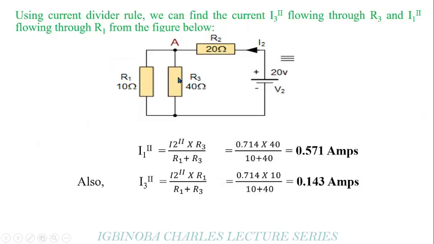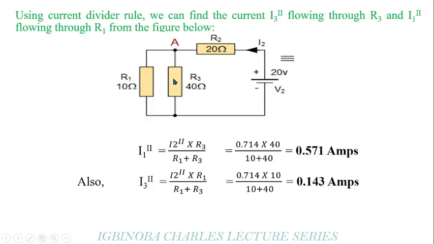So this is the circuit. When we do that, we also apply the current divider rule, knowing that the current flowing through this particular point is I3 prime, while the current flowing through this particular point is I1 prime prime. So the current flowing through this part, I3 prime prime, is equal to the supply current I2 prime prime times resistor R3 divided by R1 plus R3. When you do that, you get 0.571 amps. Also, the current I3 prime prime flowing through this point, you take R1 times the total current flowing through the circuit, which is I2 prime prime, divided by R1 plus R2. So when we do that mathematics, we are going to get our current as 0.13 amp.